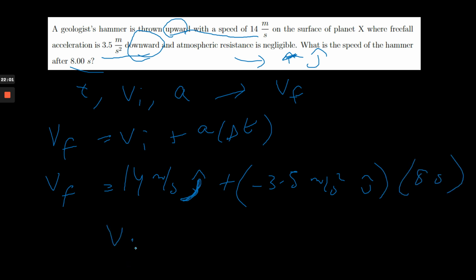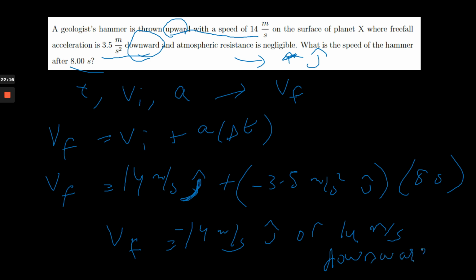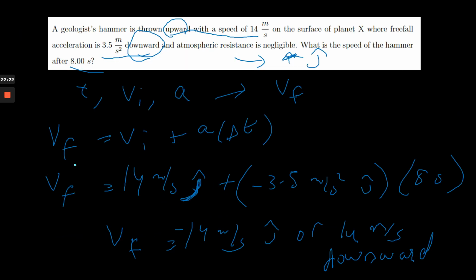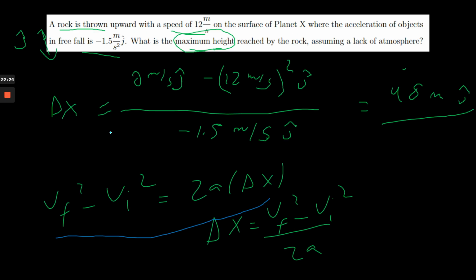When you solve for this, you should get velocity final is negative 14 meters per second j hat, or 14 meters per second. You could say that is downward. But yeah, that's how you solve this problem. So basically, when you notice there, we use 2 different equations on 2 different problems based on the variables that were given to us.